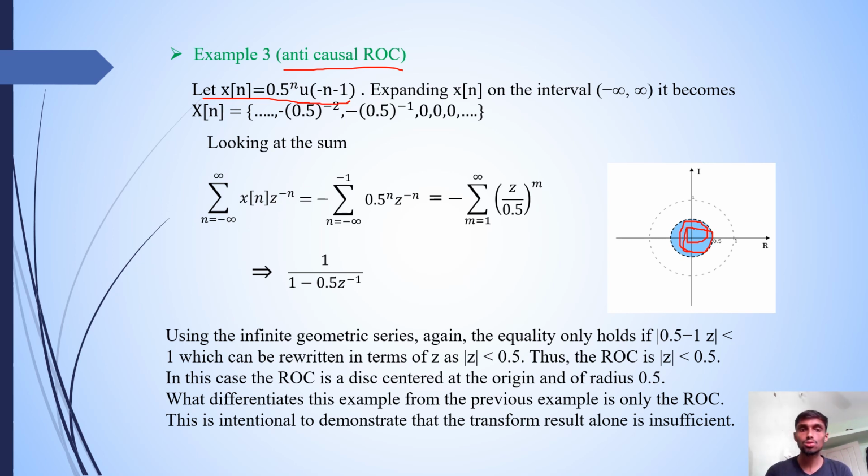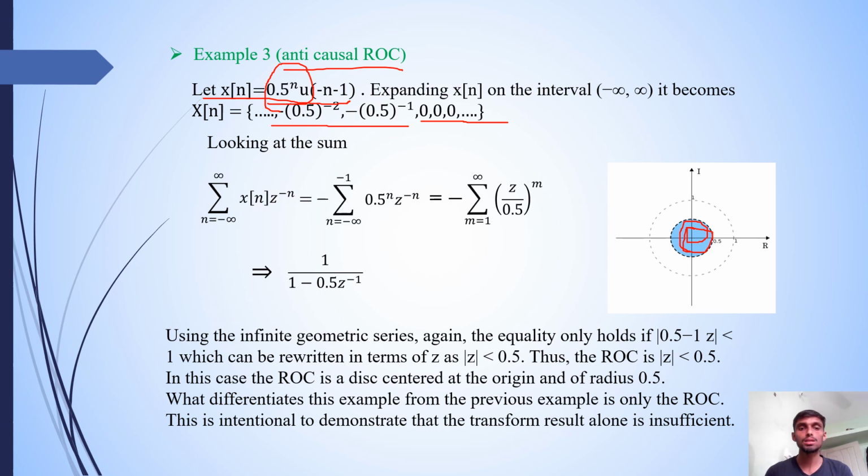x of n is equal to 0.5 power n u of minus n minus 1. u of n means it is 1 when n is greater than 0. Here u of minus n minus 1 means it is 1 when n is less than or equal to minus 1. So all the values from the origin to the positive side become 0, and the negative values from minus 1 take the values of 0.5 power n.